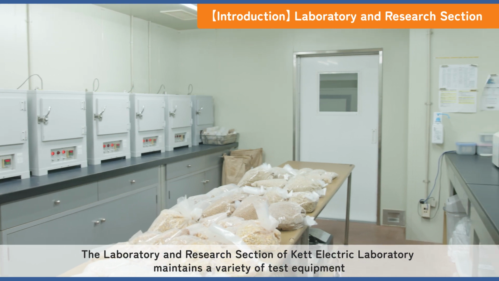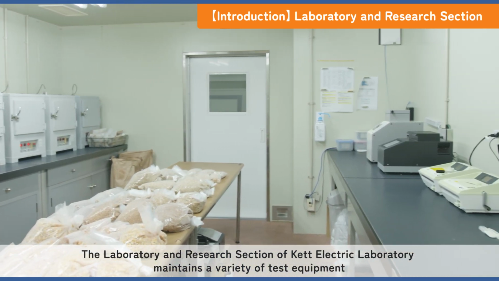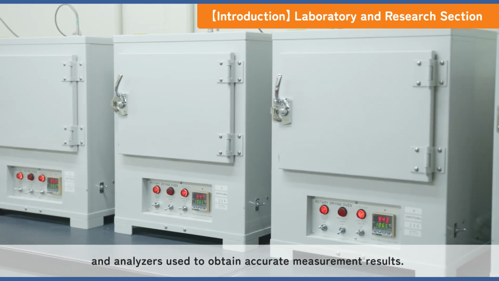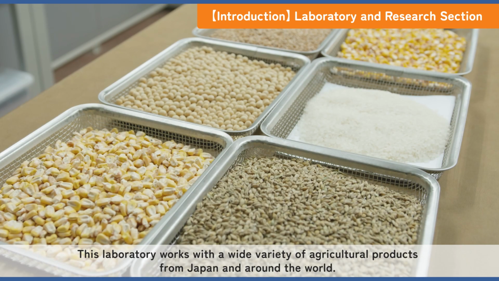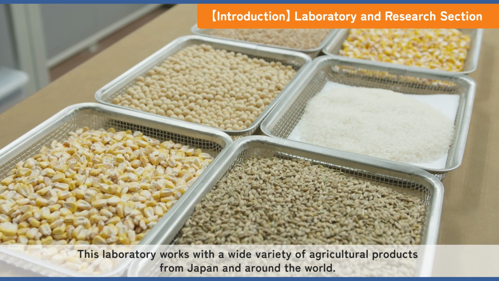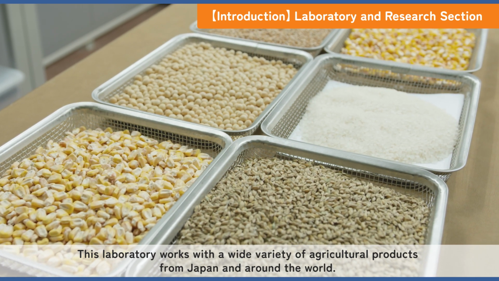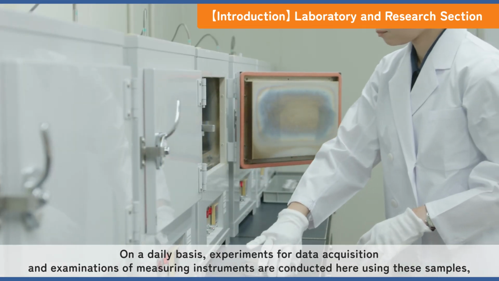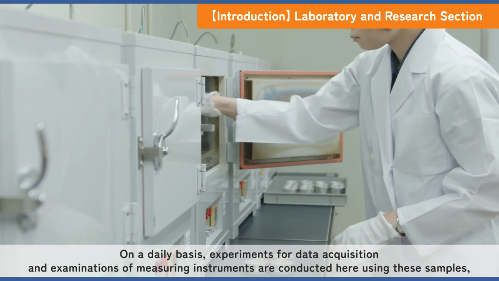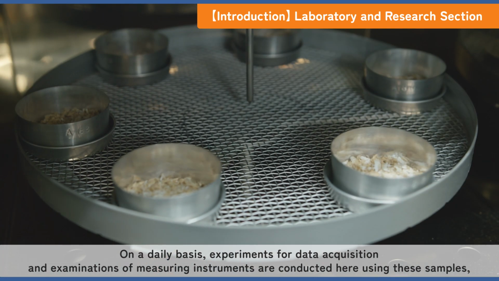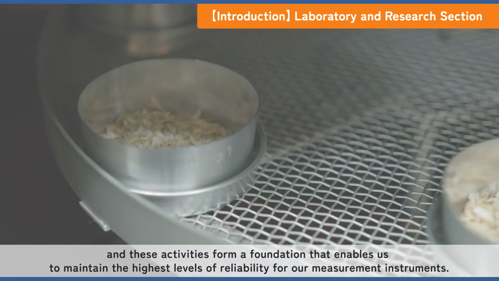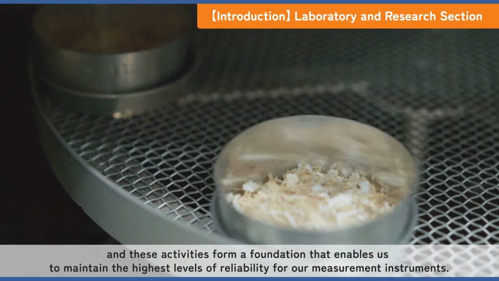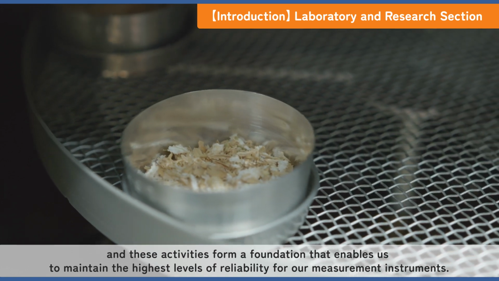The Laboratory and Research section of Kett Electric Laboratory maintains a variety of test equipment and analyzers used to obtain accurate measurement results. This laboratory works with a wide variety of agricultural products from Japan and around the world. On a daily basis, experiments for data acquisition and examinations of measuring instruments are conducted here using these samples, and these activities form a foundation that enables us to maintain the highest levels of reliability for our measurement instruments.